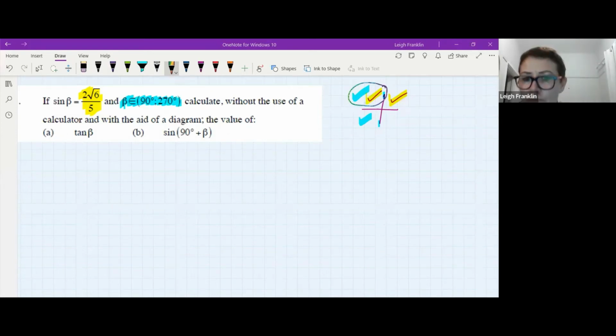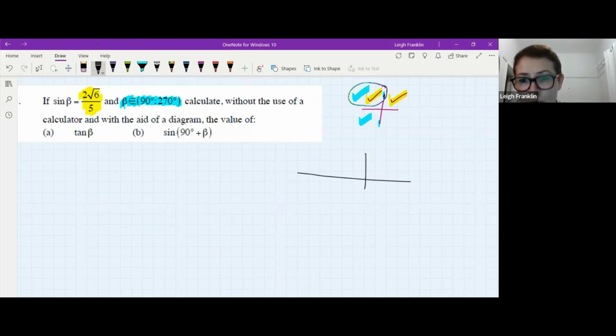Yes, ma'am. Very, very important to know which quadrant we are working in. Okay, so quite right. Now we have to come along and we're going to draw ourselves a proper diagram. This just helped us work out which quadrant we were in.